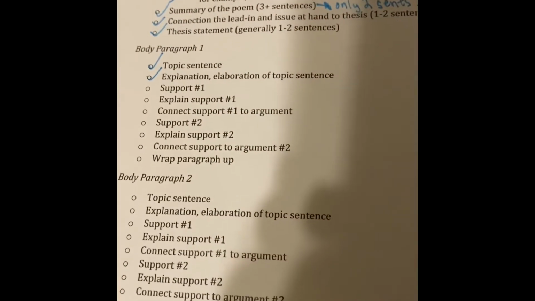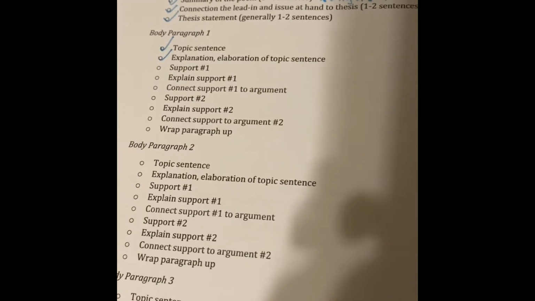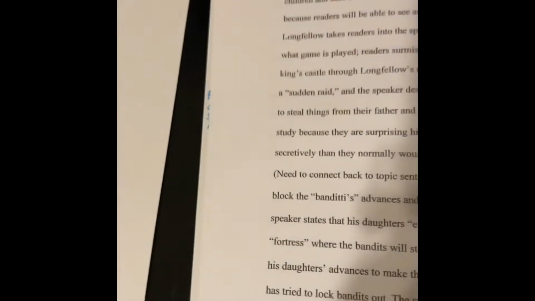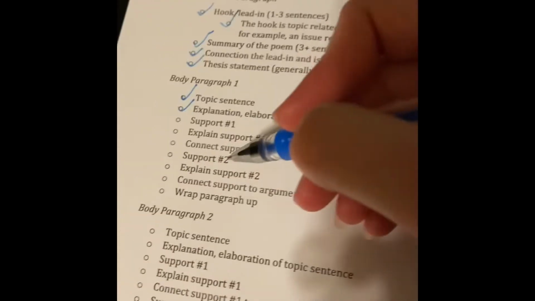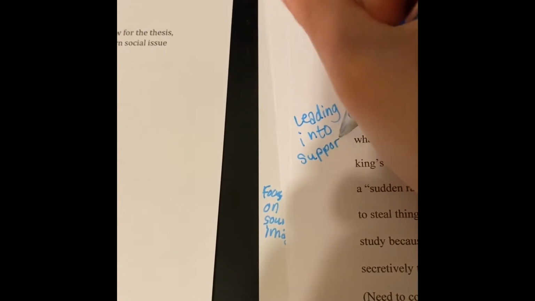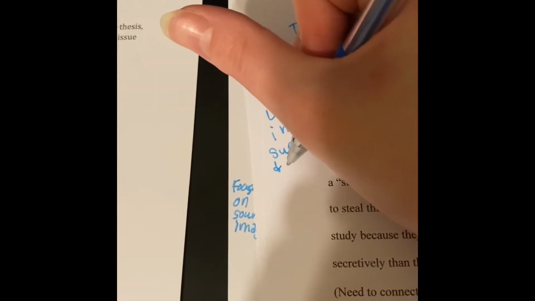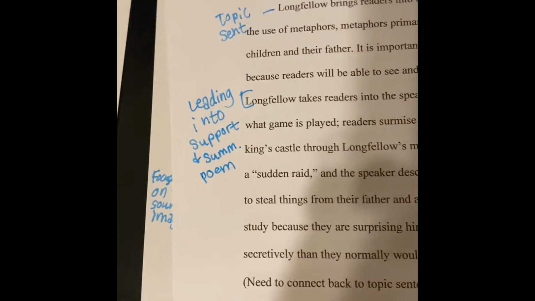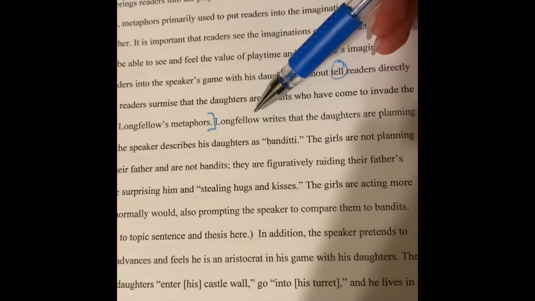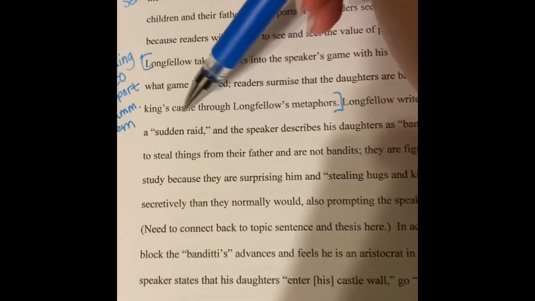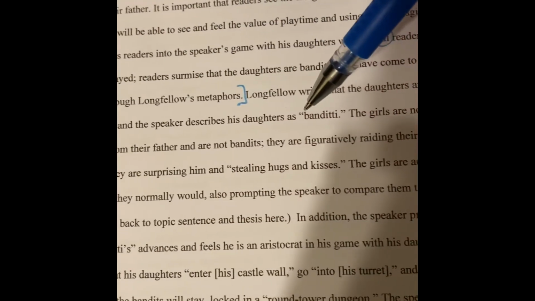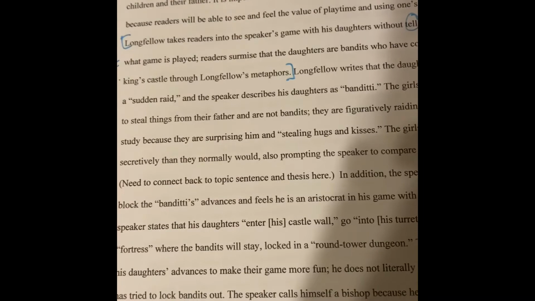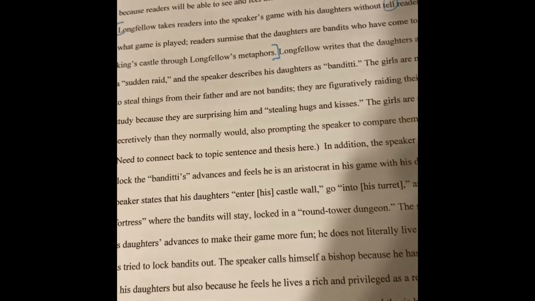We've still got some more explanation, but it's not really explaining the topic sentence. It's kind of leading us into the support. It's kind of getting us into the poem a little bit. Okay, so it's not actually something that's on here. It's also kind of summarizing the poem. Next, Longfellow writes that the daughters are planning a sudden raid, and the speaker describes his daughters as banditti. All right, there we have those quotations. That's one of the ways we can tell that it is a piece of support.